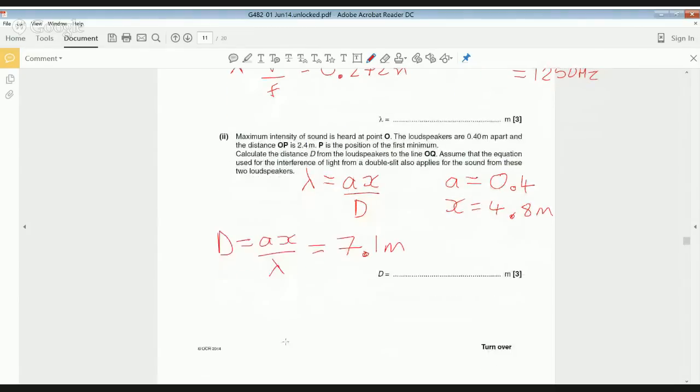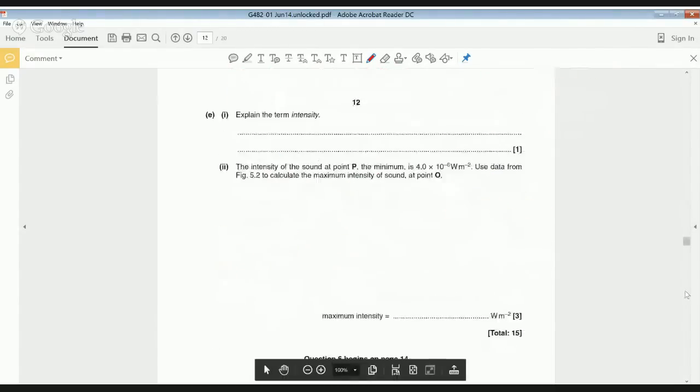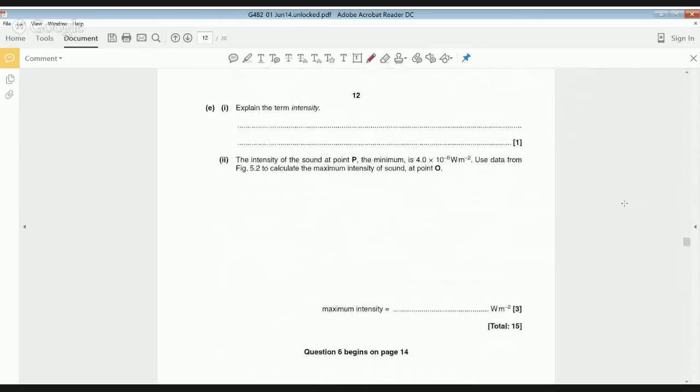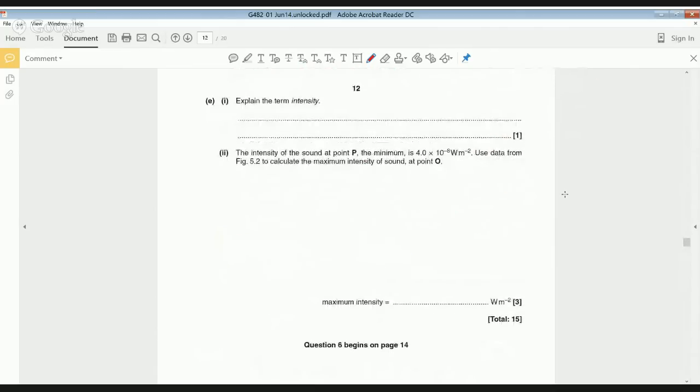Okay, on to the next part of this question, quite a long question. Explain the term intensity. The definition of intensity is power per unit area.